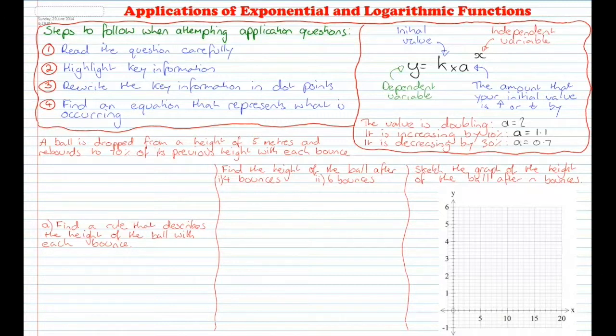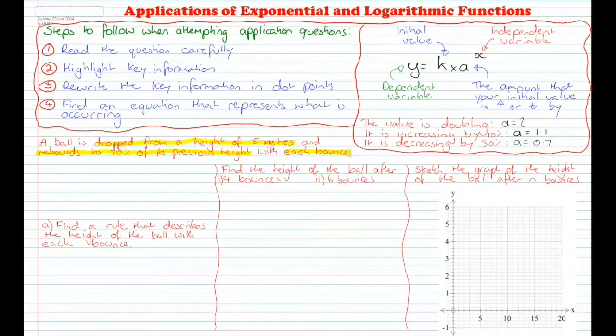And for part C, we need to sketch the graph of the height of the ball after n number of bounces. Now part 2 says go through and highlight the key information. So let's go through and do that. The first thing is a ball is dropped from a height of 5 meters. That is important because it's telling us our initial height. It then rebounds to 70% of its previous height with each bounce. And that's important too because it's telling us that every bounce it does this.